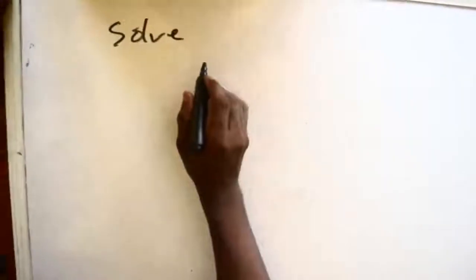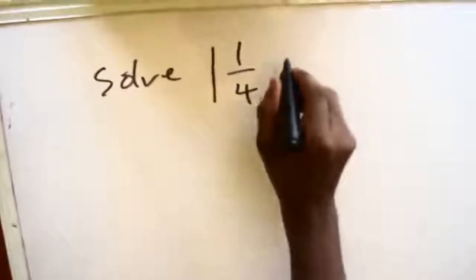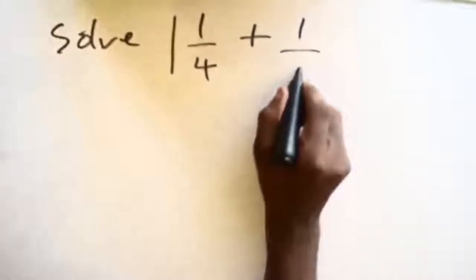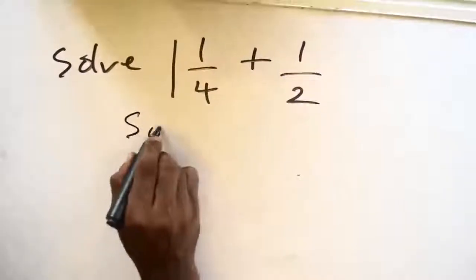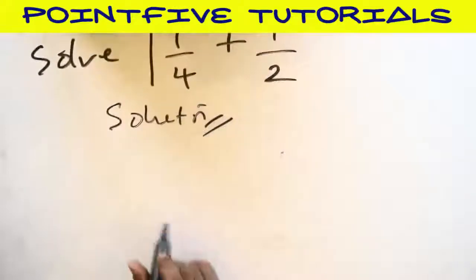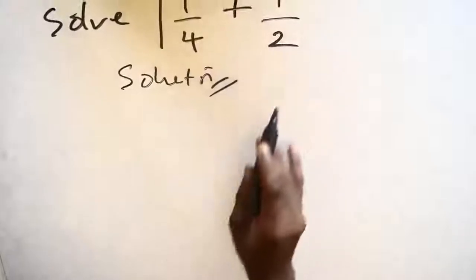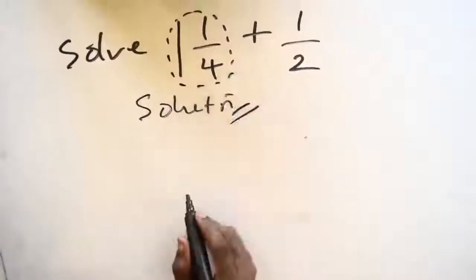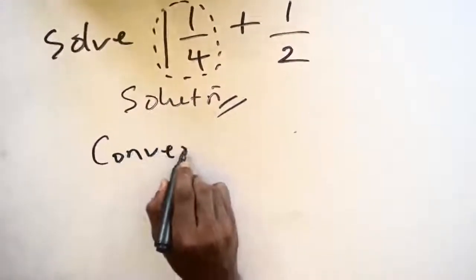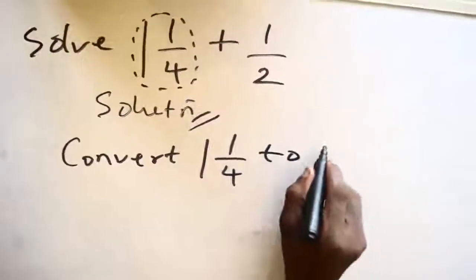So suppose that I give you guys, I say solve 1 whole number 1 over 4 with addition of 1 over 2. How do we go about this? Well, let's just say solution. Anytime you have a mixed fraction and you have another thing to add to it, the first thing you do is to work with the mixed fraction. That is to say, convert the mixed fraction, which is 1 whole number 1 over 4, to improper fraction.